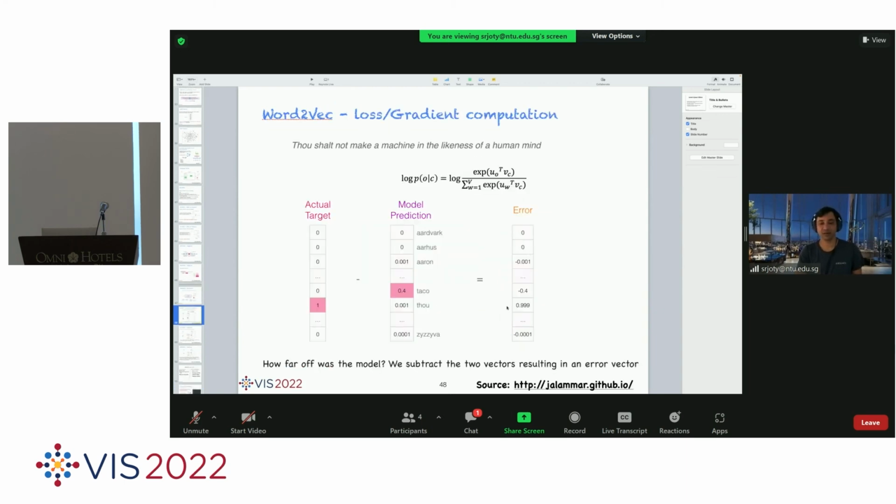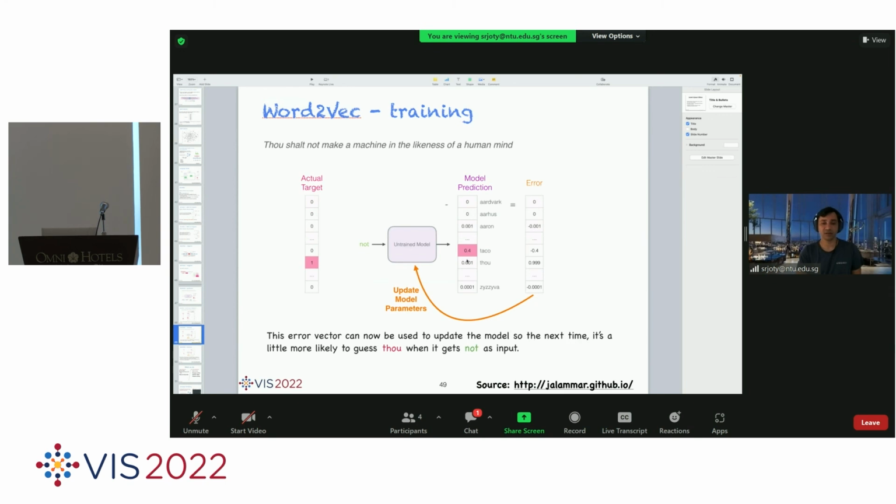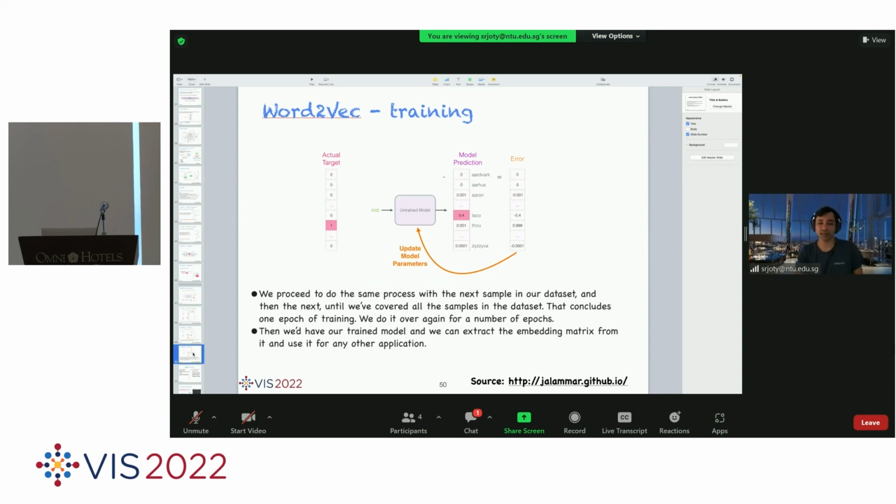So you compute the error: this is the actual target, this is our model prediction, given by the softmax, and the difference is the gradient or error. You backpropagate this error to update your word embeddings, which are the only parameters here. You do this iteratively, making better and better predictions to match the ground truth, and when it converges, you have a trained word embedding model.